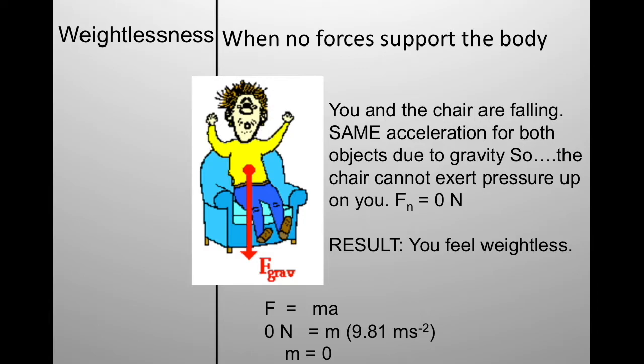Let's take a look. So here we have F equals ma, and we know that your normal force is going to be 0. So here we have F equals 0 newtons, and this is your mass times the pull of gravity. Because you have 0 over here, when you divide 9.81 meters per second squared into 0 newtons, you will get a mass of 0. So mathematically, it works out.